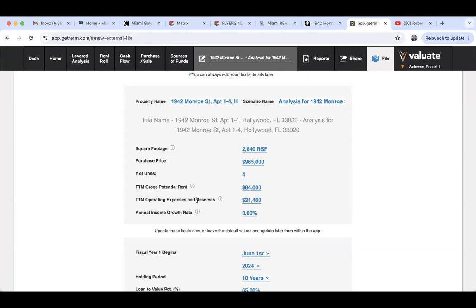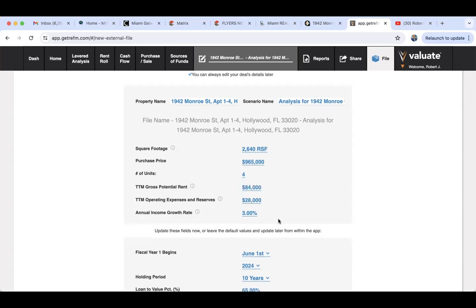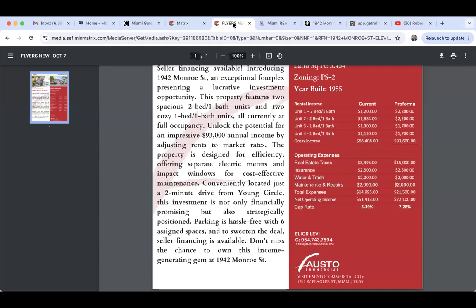Now, you see this over here, reserves. We should also save some money for reserves. So ideally, what I'd like to do is save at least 1 month's rent for reserves. So we're going to increase this $21,400 by $7,000. I'm going to make it a cool $28,000 in expenses. That's your expenses and reserves. Okay, so gross $84,000 rent, expenses $28,000. I went way above what their estimates or their financials are.